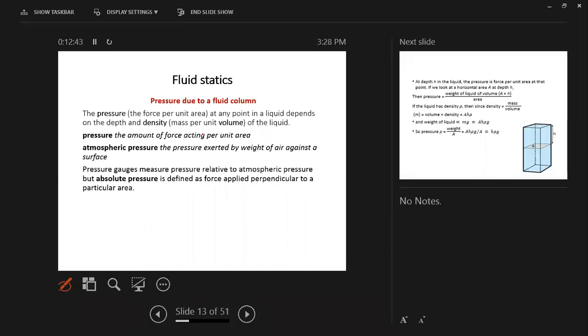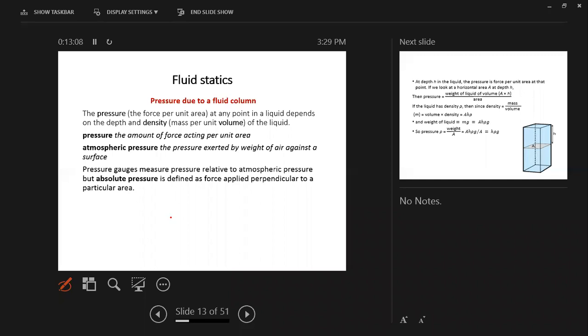Let's talk about the pressure due to the fluid column. Remember, when we talk about fluid, we are talking about gas and liquids, okay? Because both of them can flow. That's why we define both of these states of matter, gas and liquid, as fluid. So in order to talk about it, let's first talk about pressure.